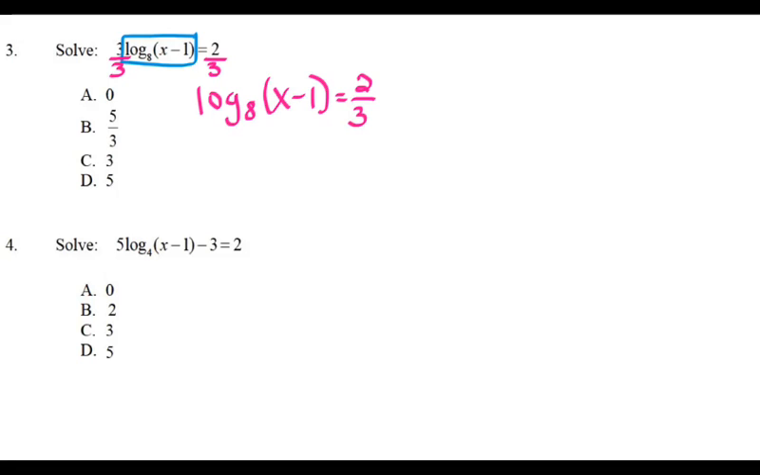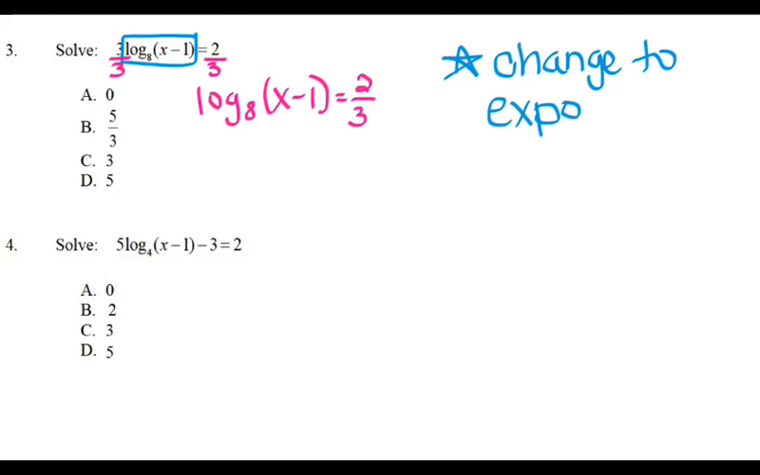So if you have a logarithm equals a number, what you're going to do is change to exponential form. Okay, so you start with the base of the logarithm, come across your equal sign, that's going to be your exponent, come back across, and that's what your equation is going to equal. So you're going to have 8 to the 2/3 equals x minus 1.